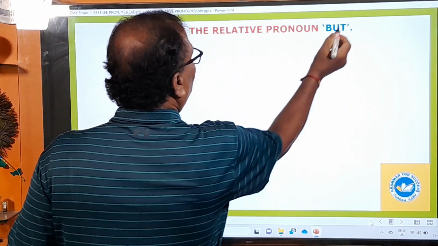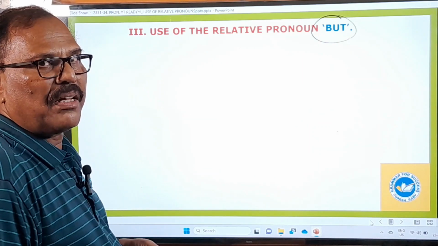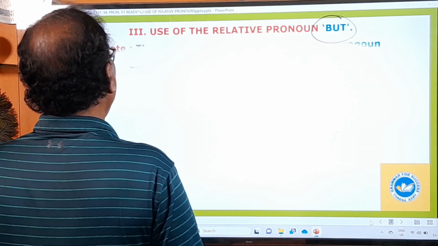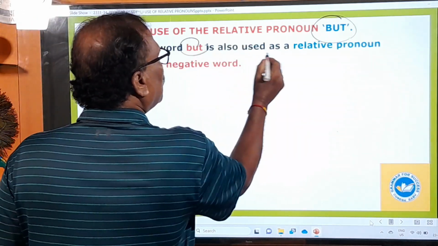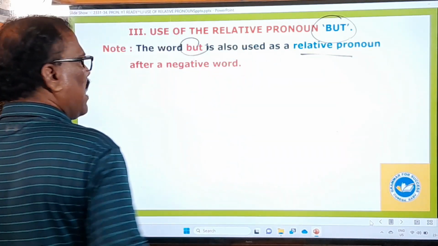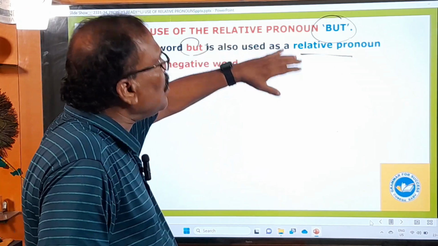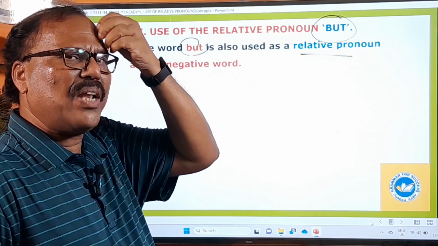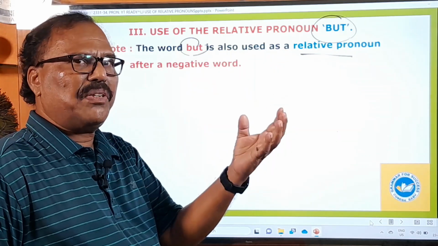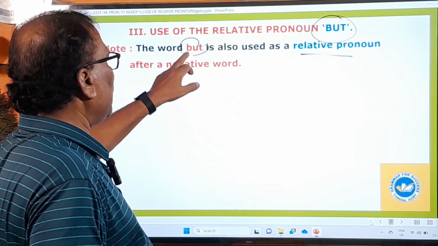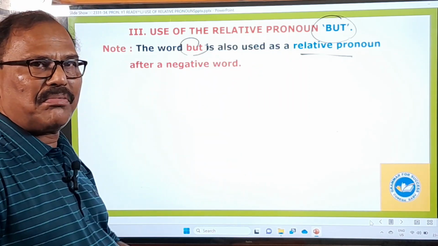Use of the relative pronoun but. Last one. The word but is also used as a relative pronoun, but is actually a coordinating conjunction. But here it is also acting as a relative pronoun. In the English language, several words work as several parts of speech. One word is there, but is a conjunction, but is also a relative pronoun.